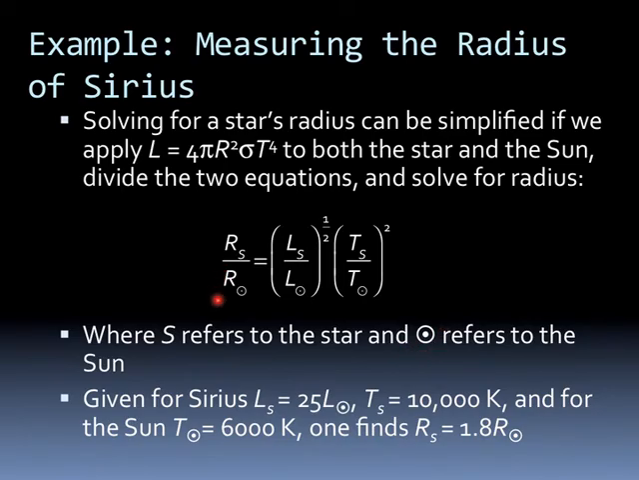So this means the radius of the sun, the luminosity of the sun, the temperature of the sun. We use our sun as an astronomical unit of different things. So for Sirius, we know that its luminosity is 25 times the sun's. It's 25 times more energy output than our sun. Its temperature is 10,000 K and the sun was 6,000 K. And therefore you put that together and we find that the radius of Sirius is 1.8 times the radius of the sun.